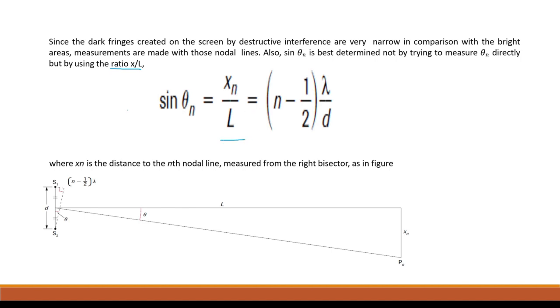And so what are these values? Xn is the distance to the nth nodal line measured from the right bisector. So right here, it's just coming from the right bisector to the point Pn. And the Pn we're very used to, right? We know Pn is the one measured from S2 and S1. And L is just the length of the right bisector horizontally until we get to Pn.